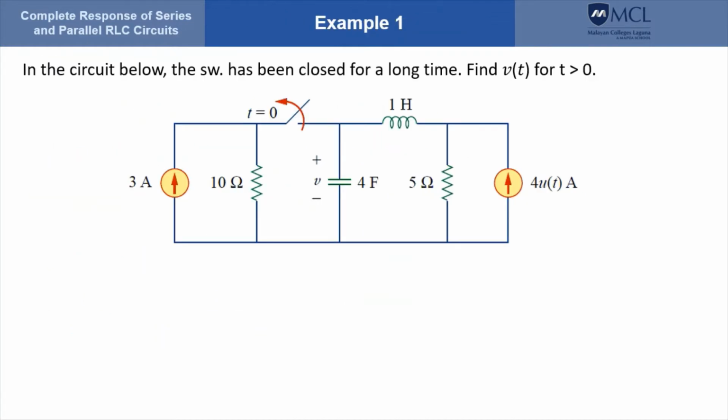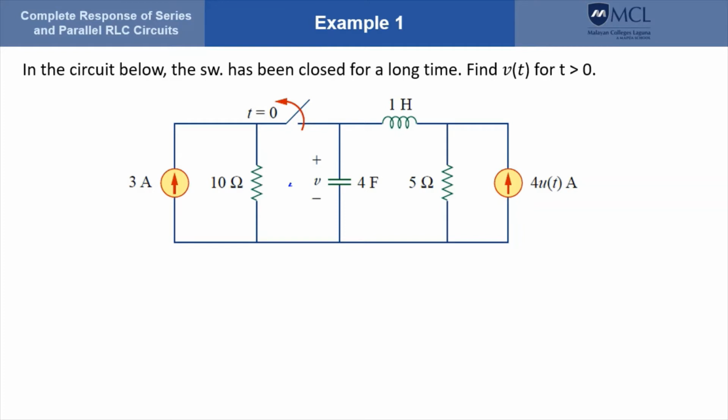So let's have an example to showcase second order circuits. Here we have a circuit with a switch that is closed for a very long time already. And at t equals 0, that switch is open. So we are to solve for the voltage V across the capacitor for t greater than 0.